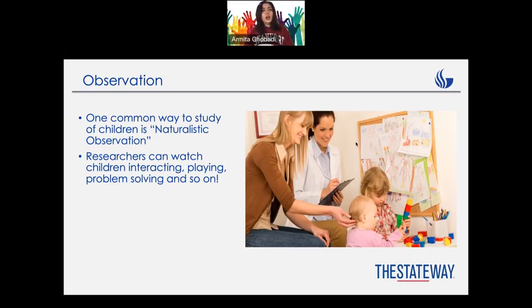So what is an observational study? It is naturalistic observation. It's so popular for children because it's not really ethical to do any sort of cause and effect relationships or experiments on children. So it's better to be as unbiased as possible and just observe them during the study.